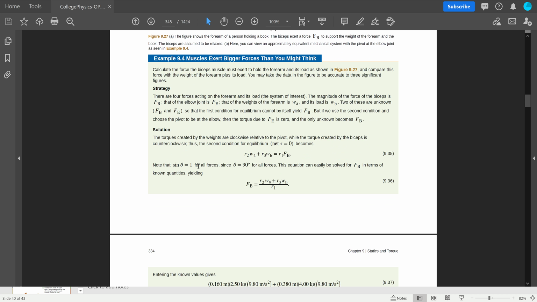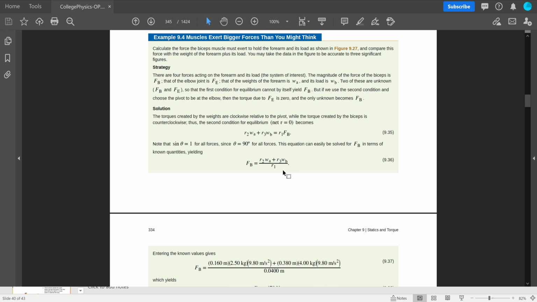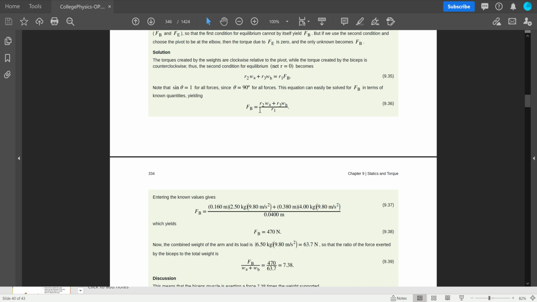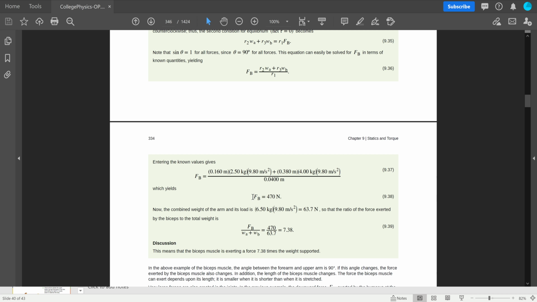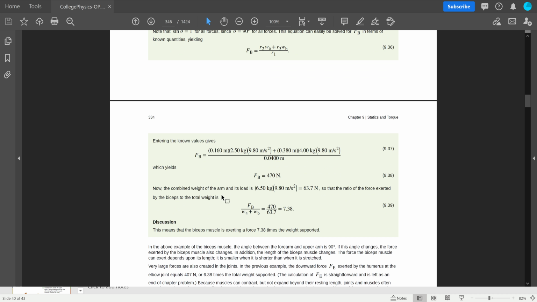And we know that our theta is equal to 90, so sine theta is equal to 1. We plug all this in, respectively. So we get our force on the biceps, or the force that the biceps are going to exert, is 460 newtons. Now, we combine the weight of the arm and its load, so that would be 6.5 kilograms times our gravity. That would give us 63.7 newtons.